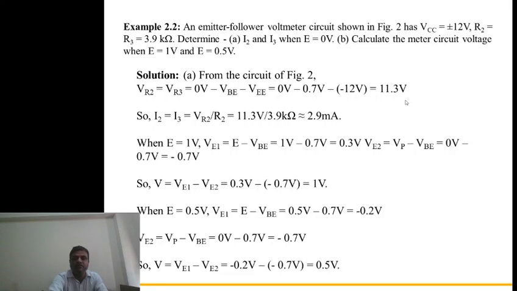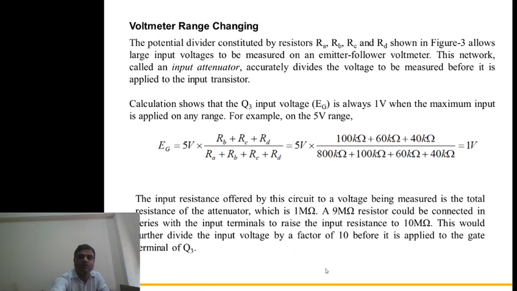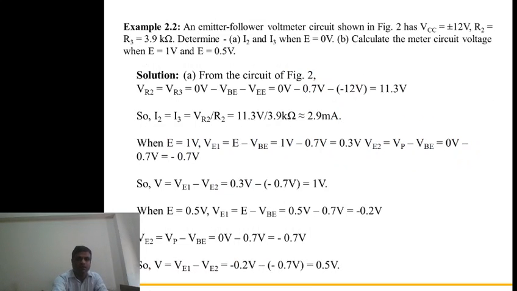Once we know this value 11.3, I am able to calculate I2 as VR2 upon R2. Similarly, if E equal to 1, we can again use the same formula to calculate the value of I2. See here, it is 1 volt, V is 0.4, so V is equal to VP minus this, and it is around 0.5 volt. On this basis, we are able to calculate all these values.